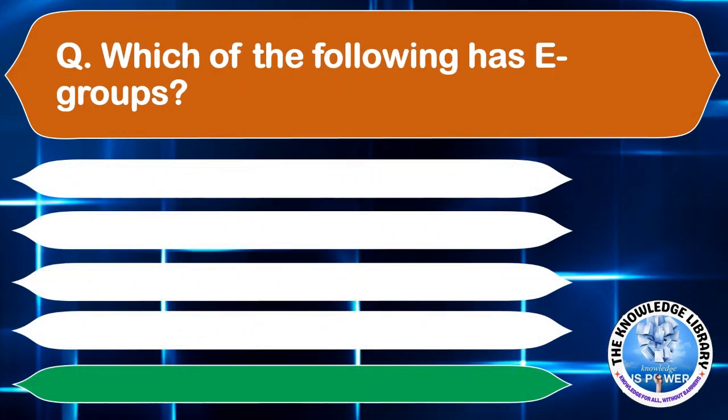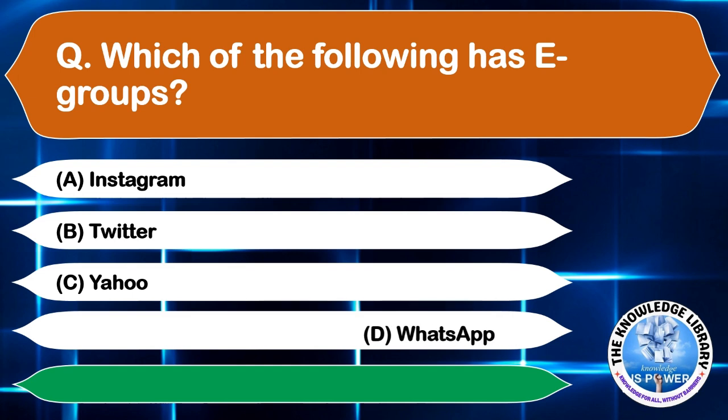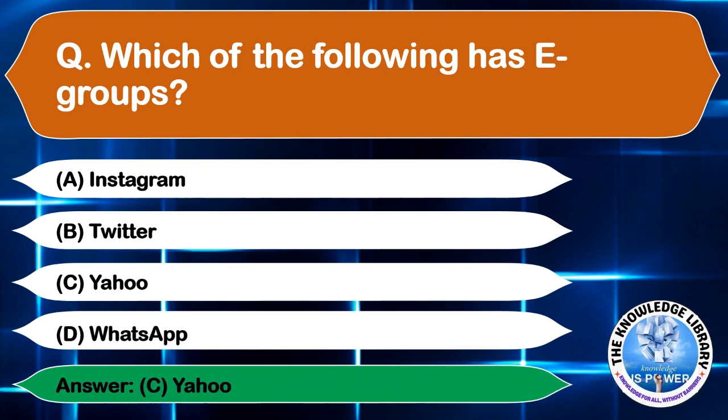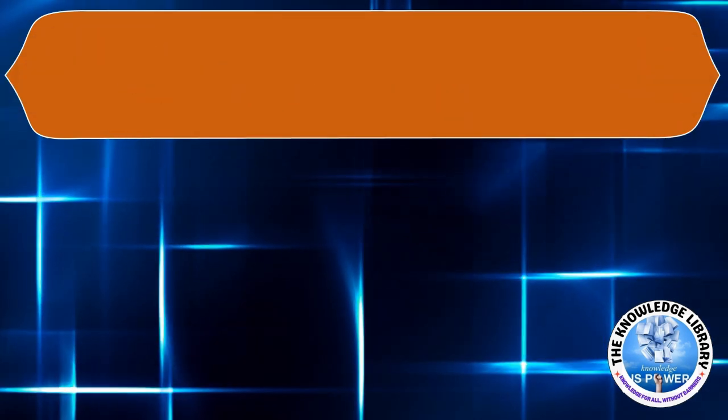The next question is which of the following has e-groups? Option A Instagram, option B Twitter, option C Yahoo, option D WhatsApp. The correct answer is option C Yahoo.